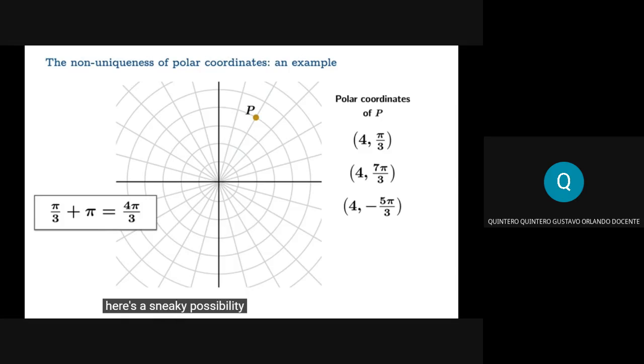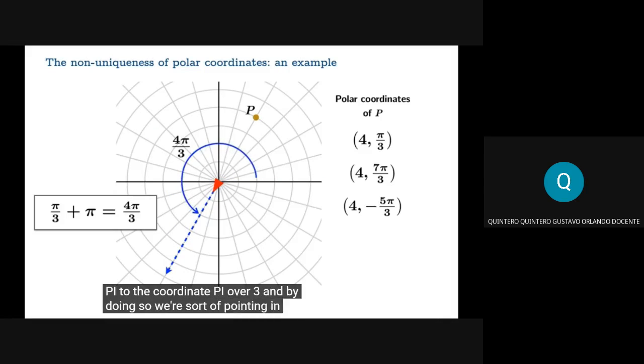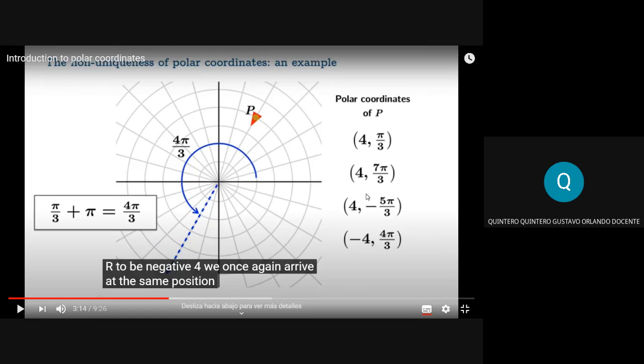Here's a sneaky possibility. We could add pi to the coordinate pi over 3. And by doing so, we're sort of pointing in the opposite direction, which might seem like a problem, except if we back up by taking r to be -4, we once again arrive at the same position. Did you see that? Okay, now we have the possibility of r, the first number, being negative.